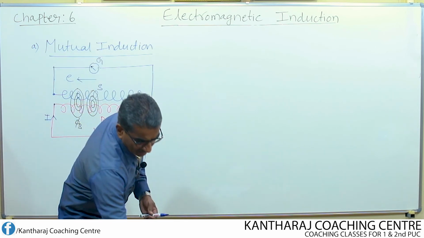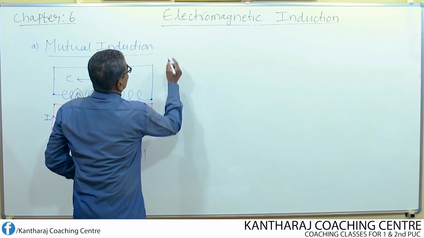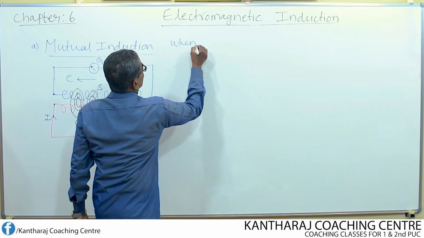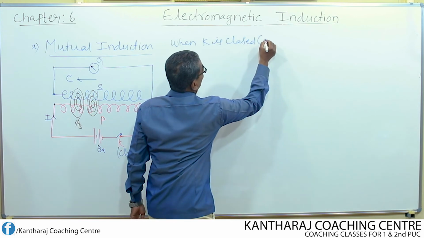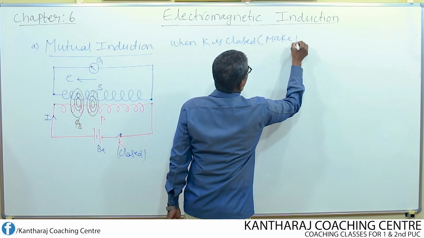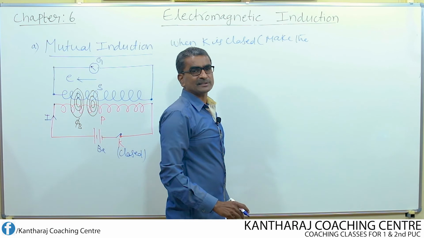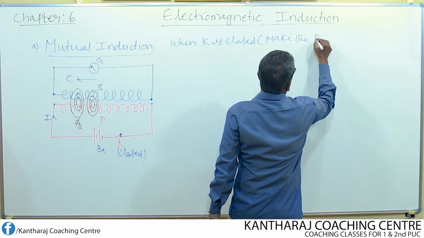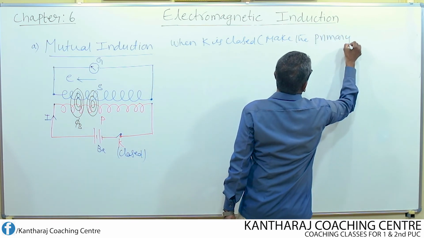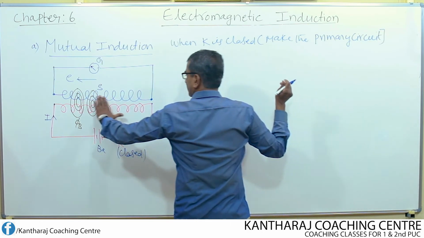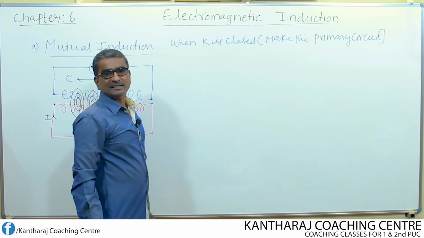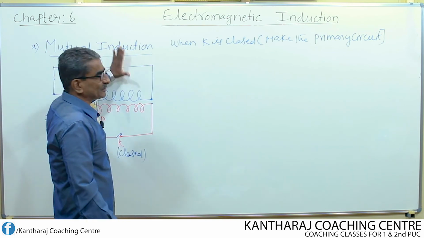Now let us write this. When K is closed, what does it mean? It means we make the circuit, that is, we make the primary circuit. Primary circuit means the circuit with respect to the primary coil. Secondary circuit means the circuit with respect to the secondary coil.